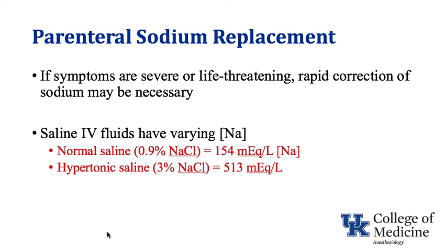When giving parenteral sodium replacement, recognize that if symptoms are severe or life-threatening, rapid correction of sodium may be necessary. Saline IV fluids have varying concentrations of sodium. So for example, normal saline, or 0.9% salt, equals 154 milliequivalents per liter of sodium. Hypertonic saline, which we typically describe as 3% sodium chloride, calculates to 513 milliequivalents per liter of sodium.